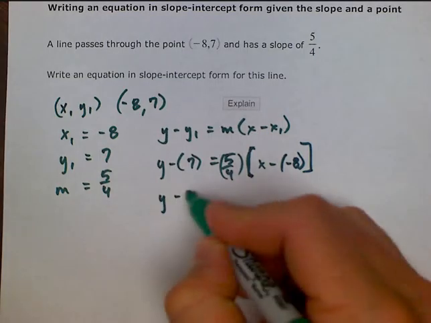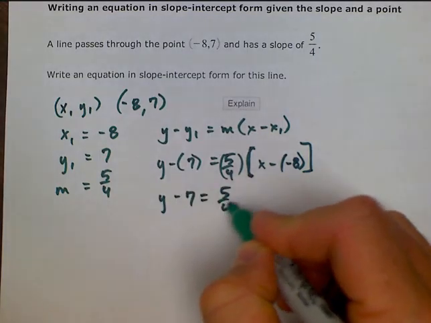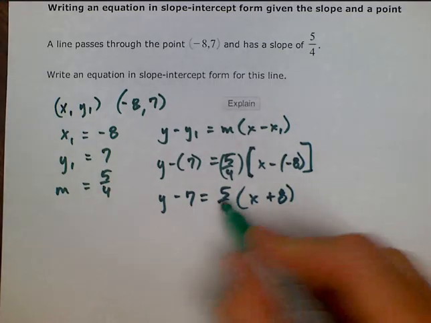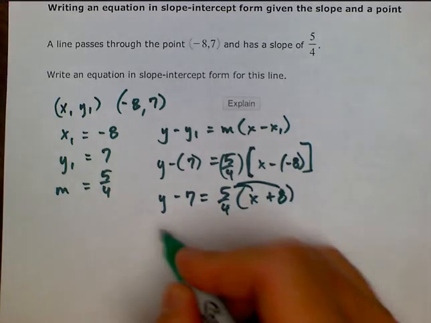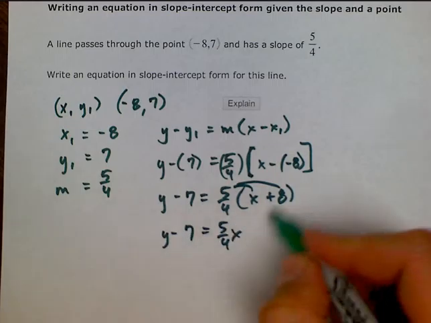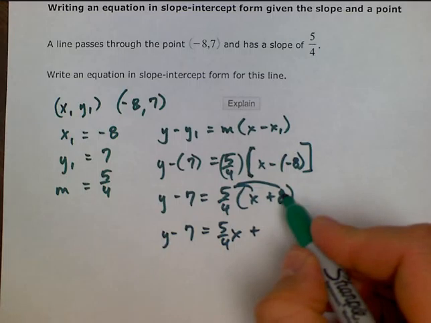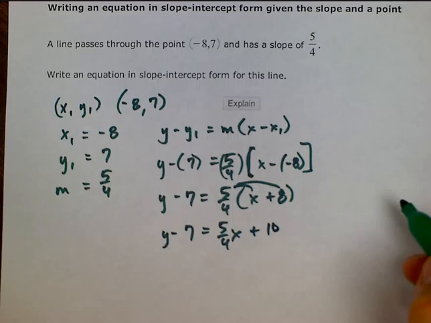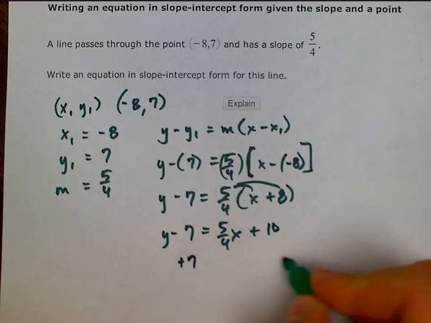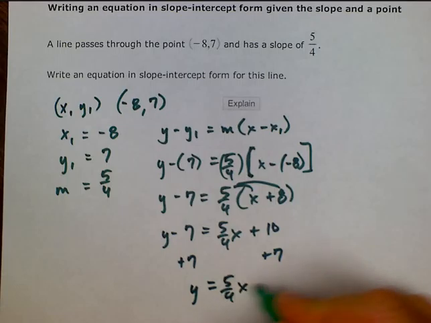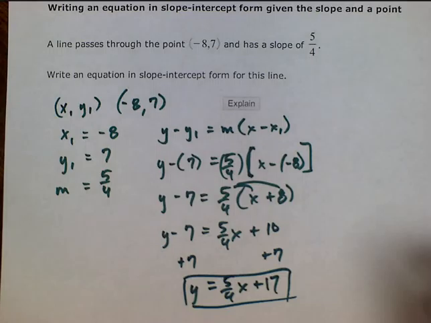And then we would simplify from there. Y minus 7 is equal to 5/4 times x plus 8, because a negative and a negative is a positive. Then I would go ahead and distribute in my 5/4. Y minus 7 is equal to 5/4 x plus 8 cancels with 4, leaving me with 2. 2 times 5 is 10. So then I would go ahead and add 7 to both sides in order to isolate y. Y is equal to 5/4 x plus 17. And this is my slope-intercept form.